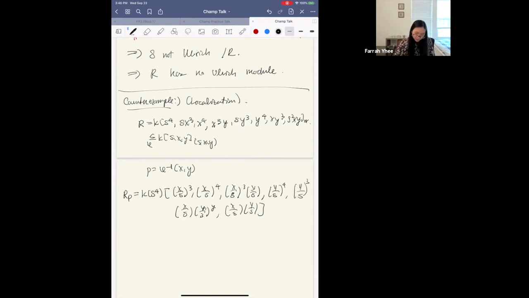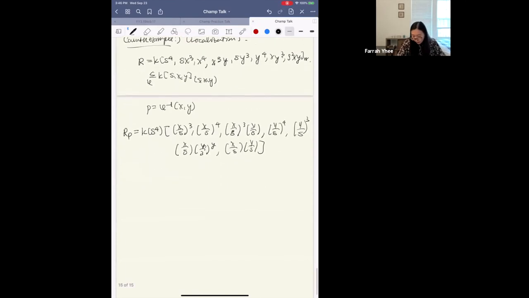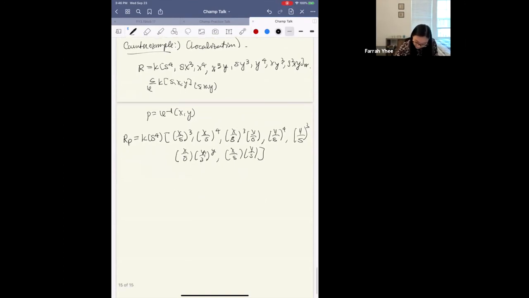So when I localize at this prime, I'm getting back to my counterexample. But I need to show you that R has an Ulrich module, and it does. The reason is, if I look at R, then it's also contained in this Veronese, which should be 4, localized at, I guess, SXY, or the obvious thing here.